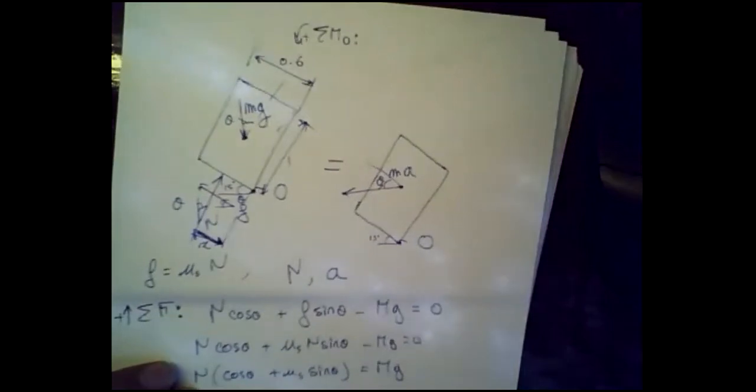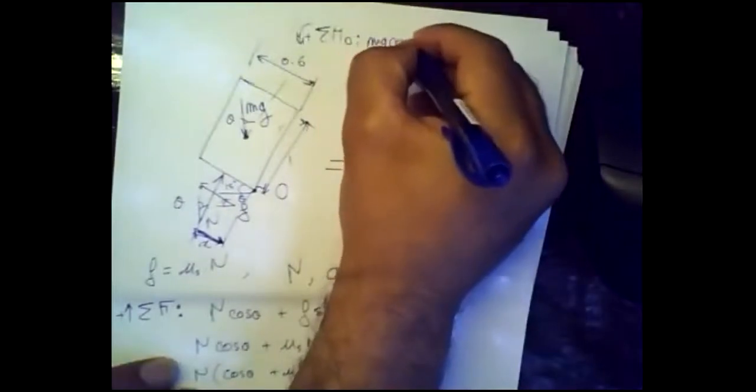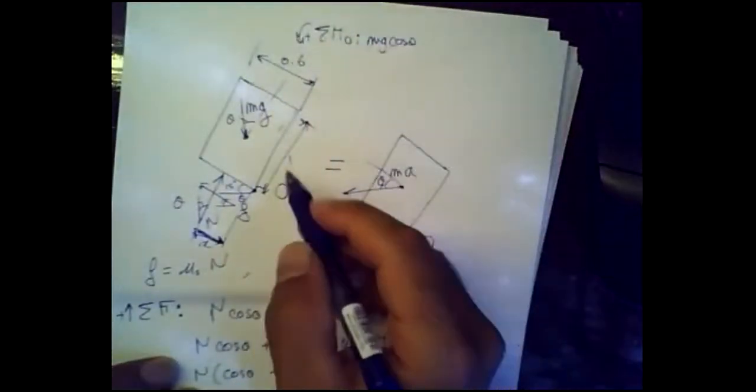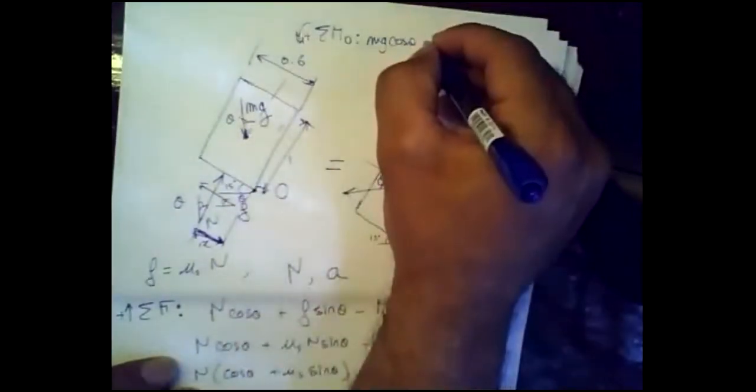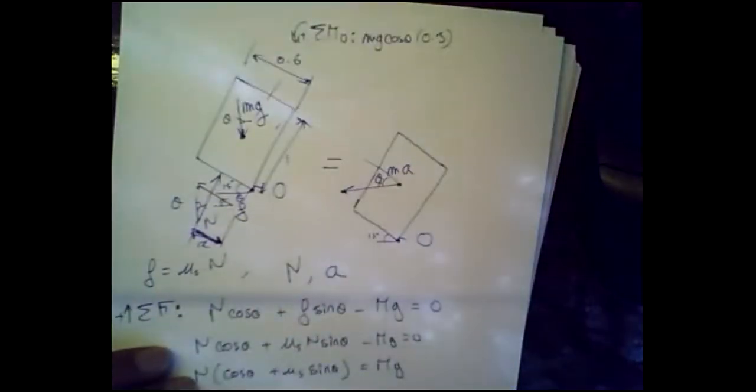What is the moment for mg? You can say that it's mg cosine theta times the distance, a half of 0.6, which is 0.3. Exactly. So the moment of mg is going to be mg cosine theta multiplied by 0.3, right? Do I have any other moments here? The other component of mg, mg sine theta.